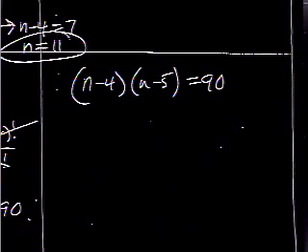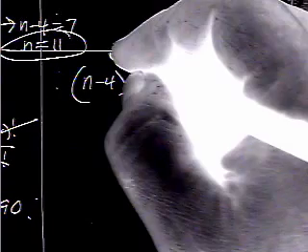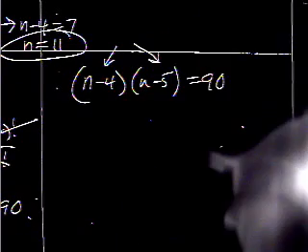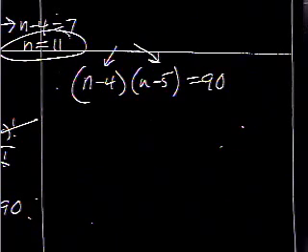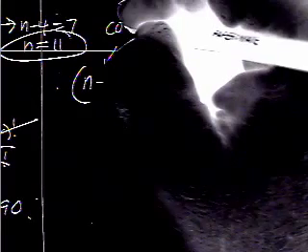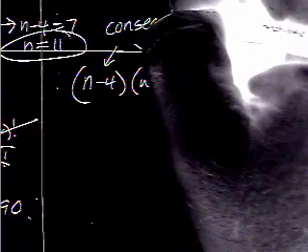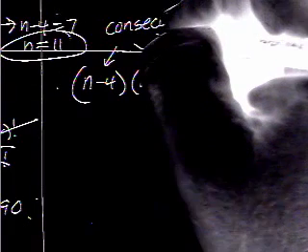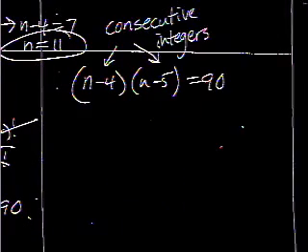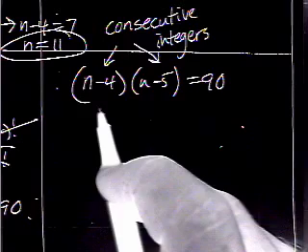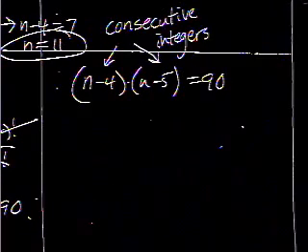Well, we should FOIL that thing. Okay? Let's take a look at it a little bit closer. I need to know the relationship between these two, n minus 4 and n minus 5. The relationship is they are consecutive integers. Remember, factorials are built on consecutive integers. So n minus 4 and n minus 5 are consecutive integers. This is telling me that the product of those consecutive integers is 90.